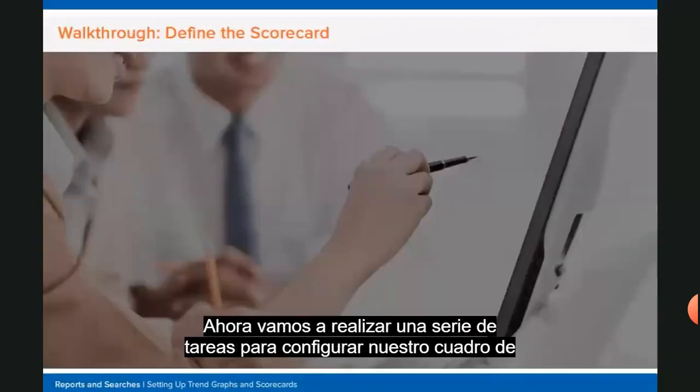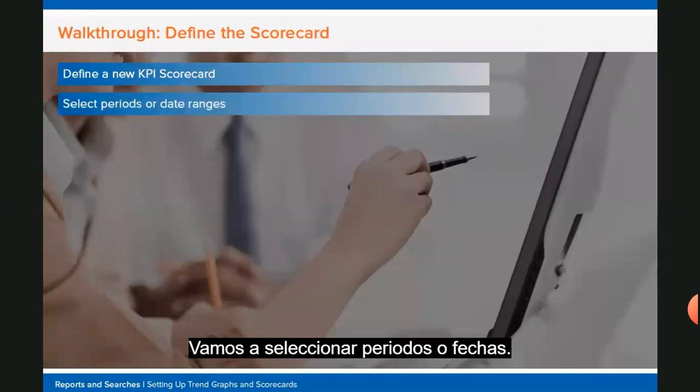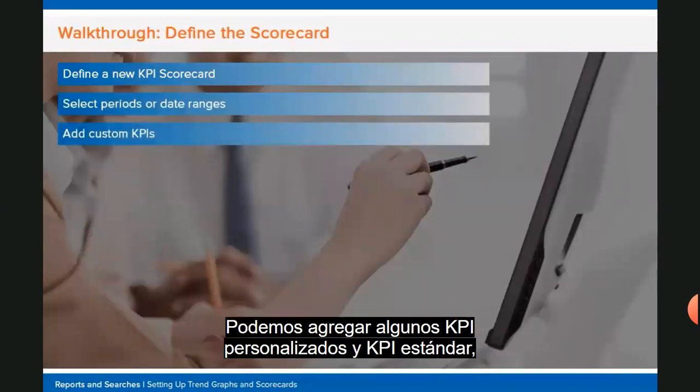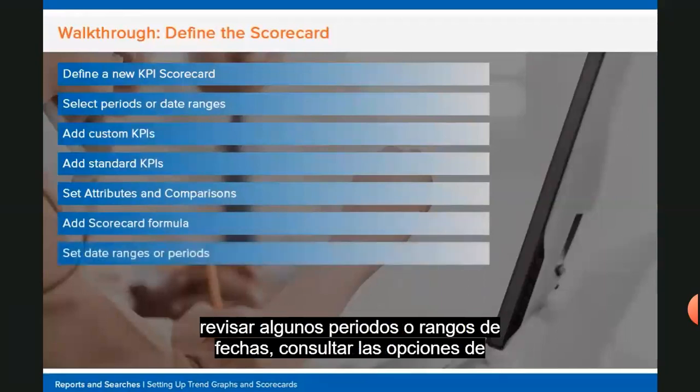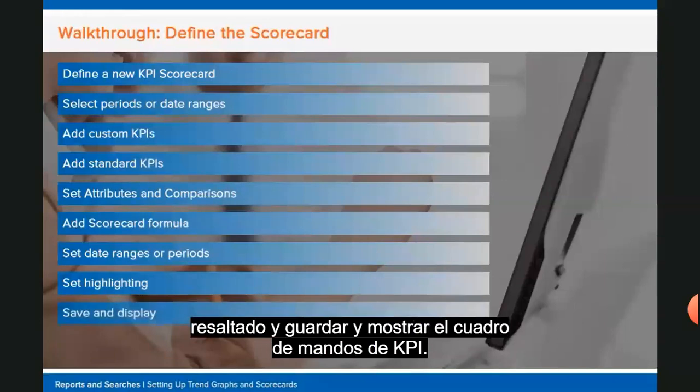Now we're going to do a variety of things to set up our KPI scorecard. We're going to select periods or dates. We may add some custom KPIs and standard KPIs, set up some attributes along the way, add a formula, take a look at some date range or periods, look at highlighting options, and save and display the KPI scorecard.